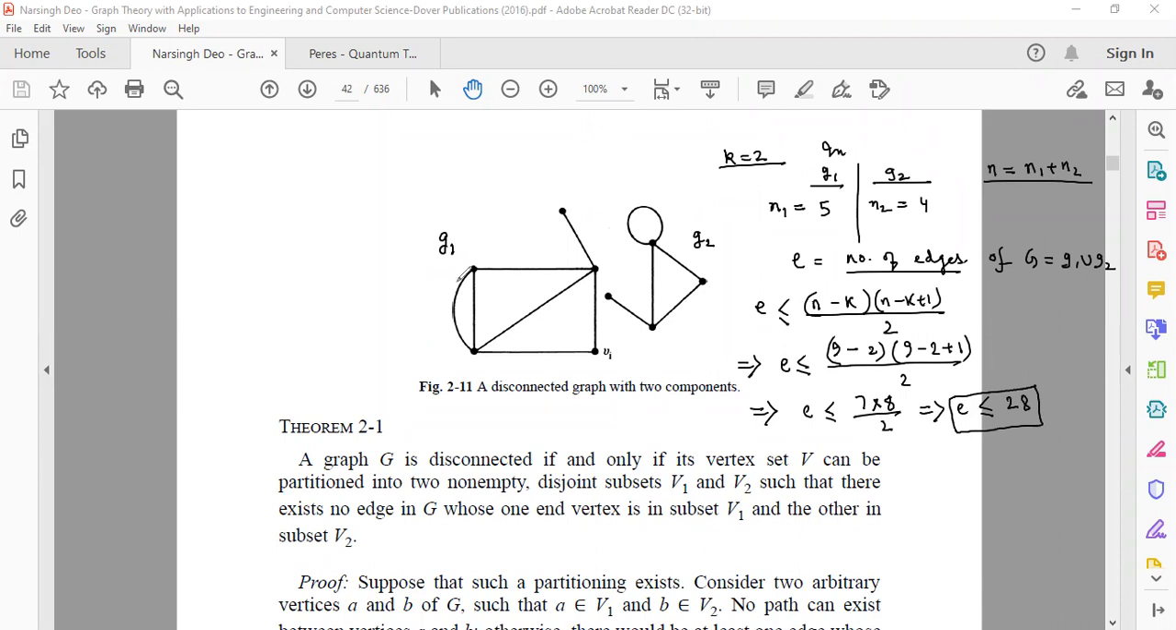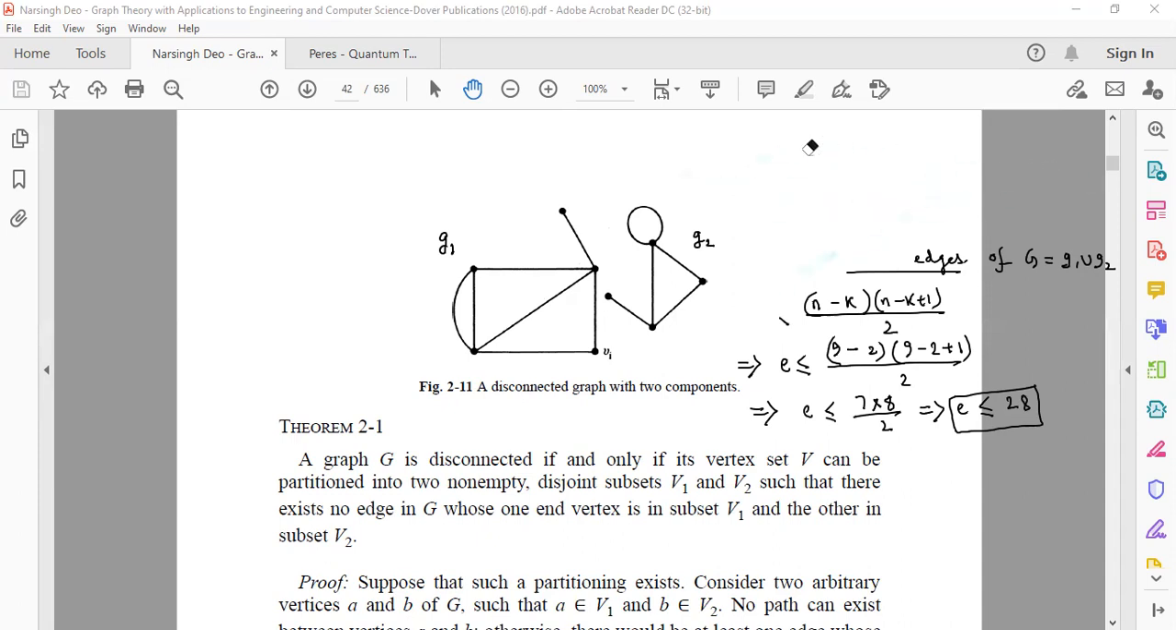And obviously the number of edges that have been drawn over here is less than 28, of course. And you cannot make more than 28 edges in this particular case, because if you try to do this, then probably your graph will no longer remain disconnected. So you can figure it out yourself.